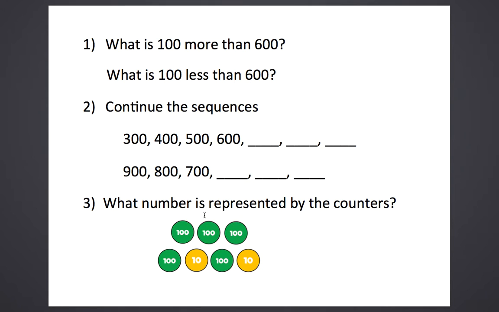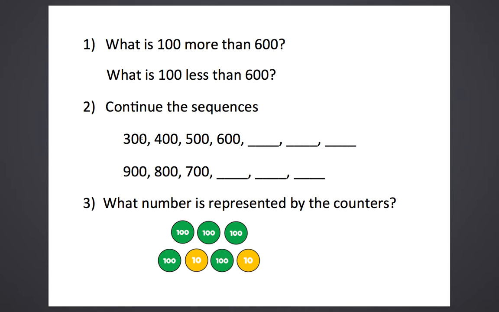Now, next thing that we've got is 3 questions. These are also on the White Rose Maths video. So first of all, what's 100 more than 600? So look at your hundreds, we've got 6. So what is 100 more than 600? Then we've got what's 100 less than 600? So 600 take away 100. What would that be?